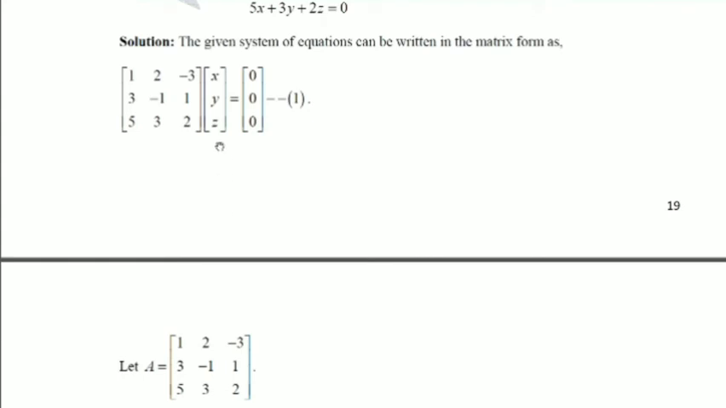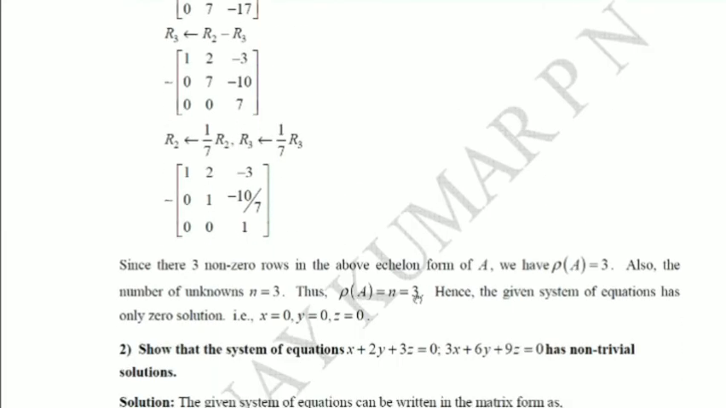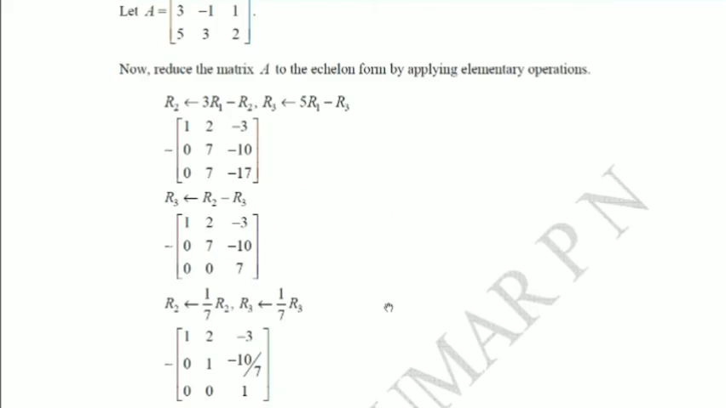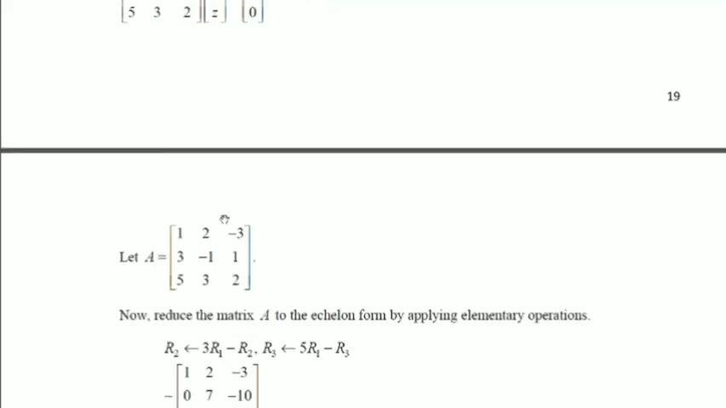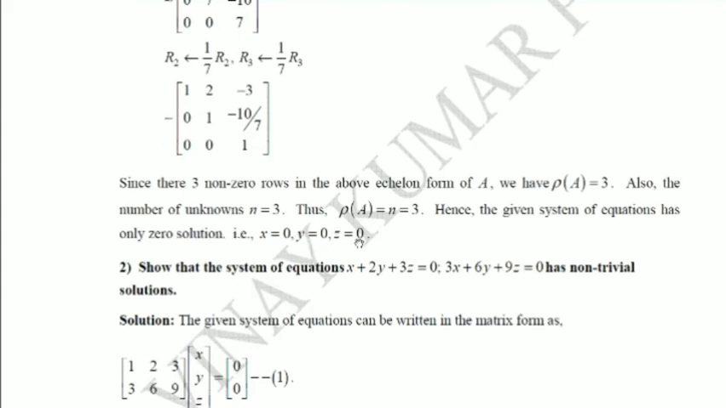But the number of unknowns is also 3. That means the rank of the matrix is the same as the number of unknowns. Hence, straight away we can conclude that the zero solution is the only solution for the given system of equations. That means x equal to 0, y equal to 0, z equal to 0 will be the only solution for the given system of equations. In this way, you can find the solution of a homogeneous linear system of equations.